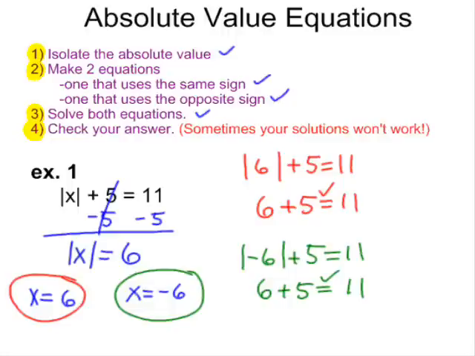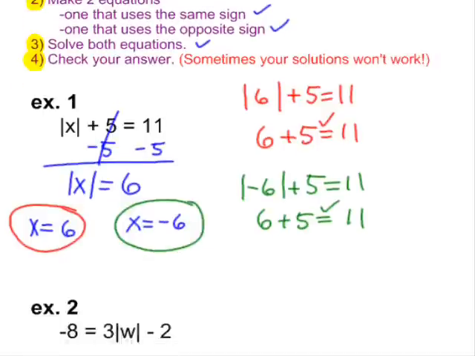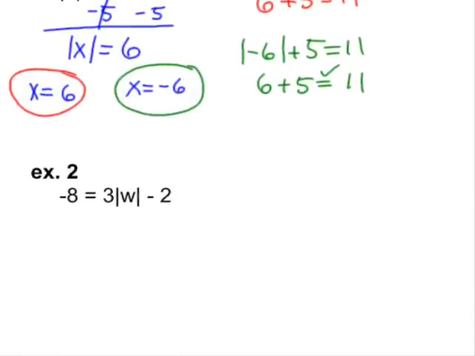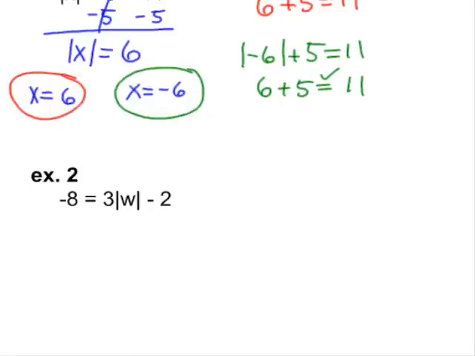Let's take a look at a scenario where we have some answers that won't work out. Let's look at example 2. We're going to be following the same steps. We have a little bit more on the outside of our absolute value this time, but we're going to take care of it the same way we would if that absolute value wasn't there.